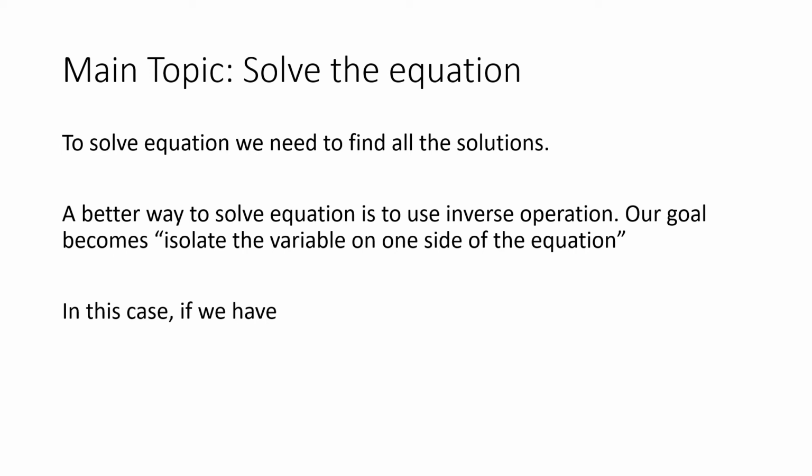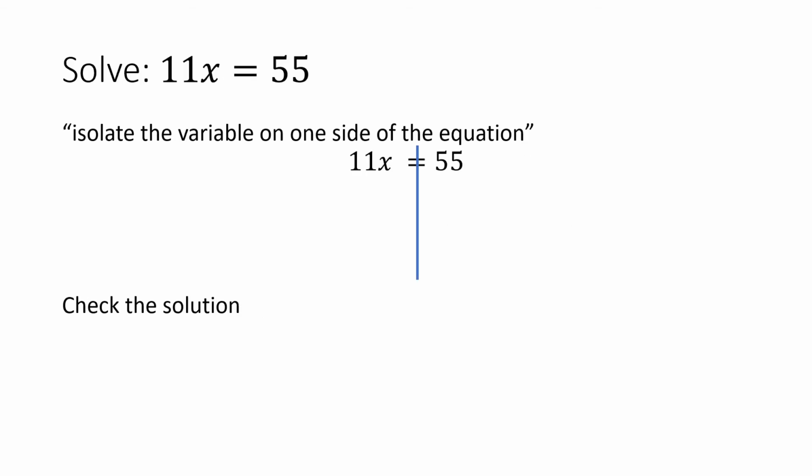So now we move on to the main topic, solving equations. Again, our goal is to isolate the variable. We want the letter on one side of the equation with nothing else near it, except the equal sign. So in this case, if we have an example, solve 11x is equal to 55, you want to get rid of 11. Okay. So how do we get rid of 11?